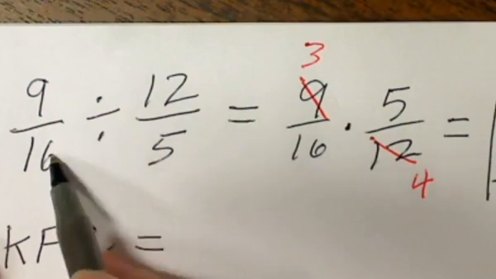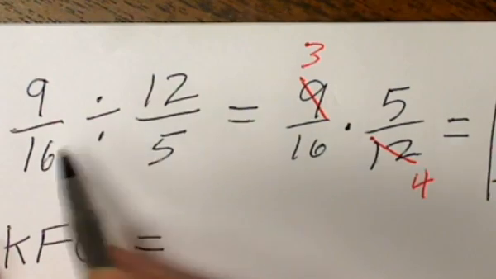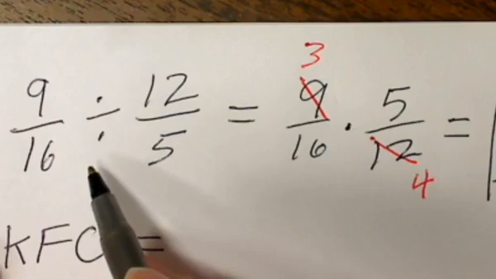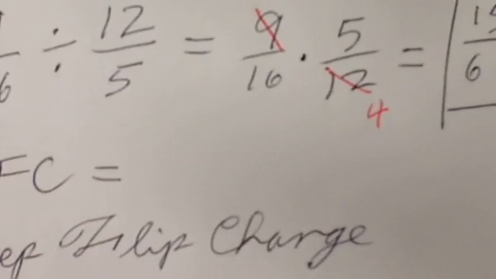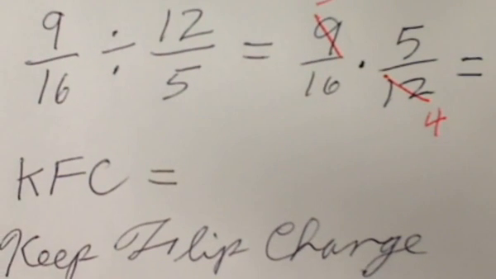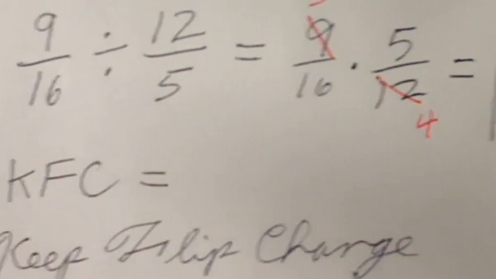Remember, do not cancel fractions in division or addition or subtraction or any operation except multiplication. To divide fractions, quickly review, keep the first one, flip the second one, and change the sign to multiplication.